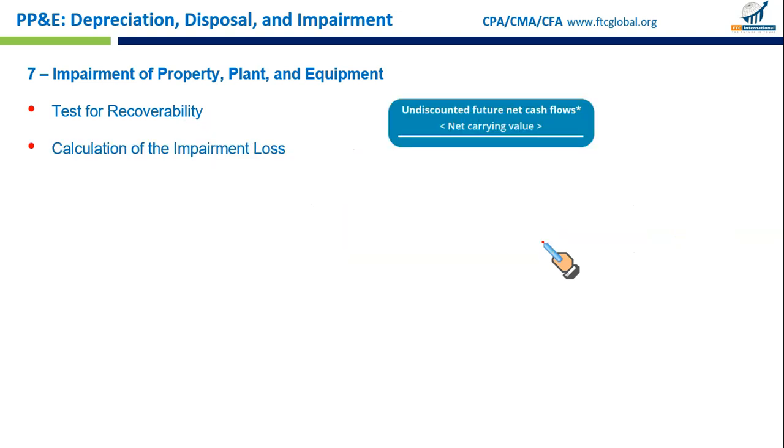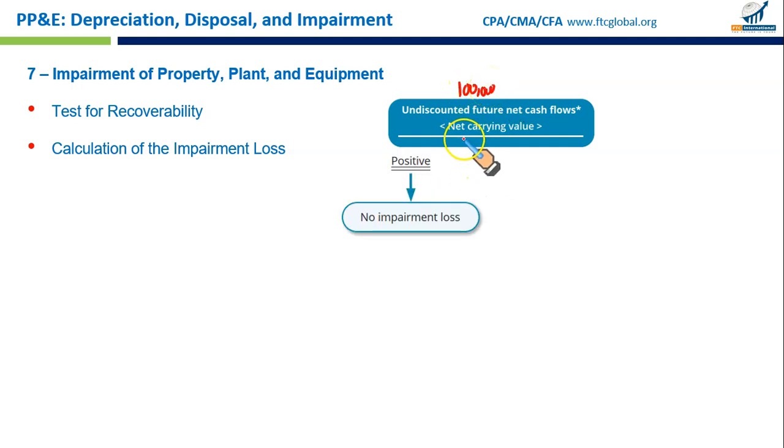In the first case, our undiscounted future cash flows are $100,000 and they are more than the net carrying value. Let's say carrying value is $80,000. So clearly your undiscounted future cash flows are more, carrying value is less. So the net figure is positive, plus 20,000. That means there's no impairment, we do nothing.